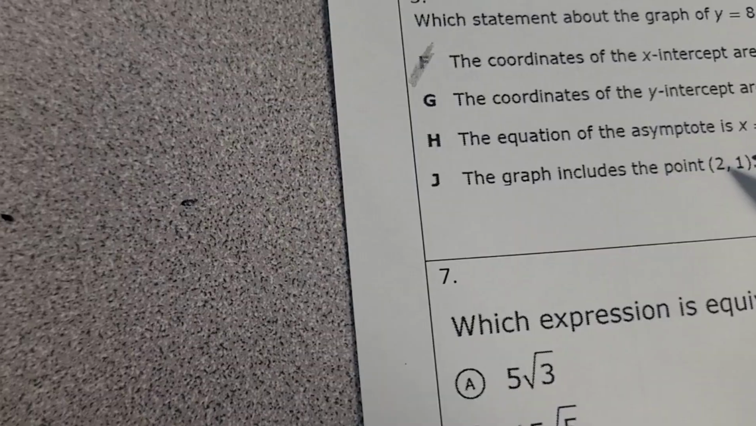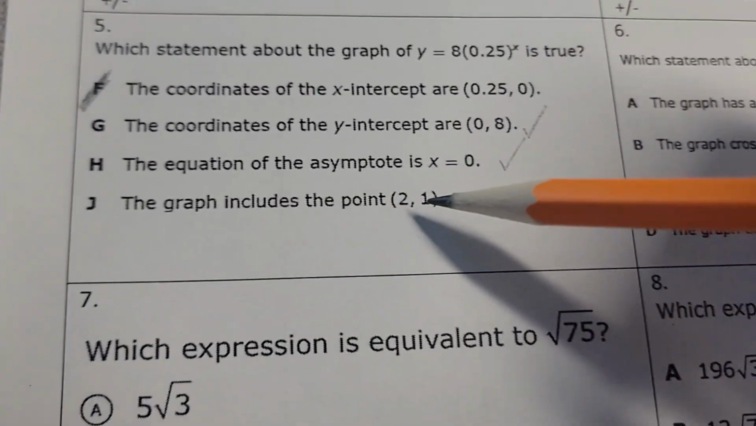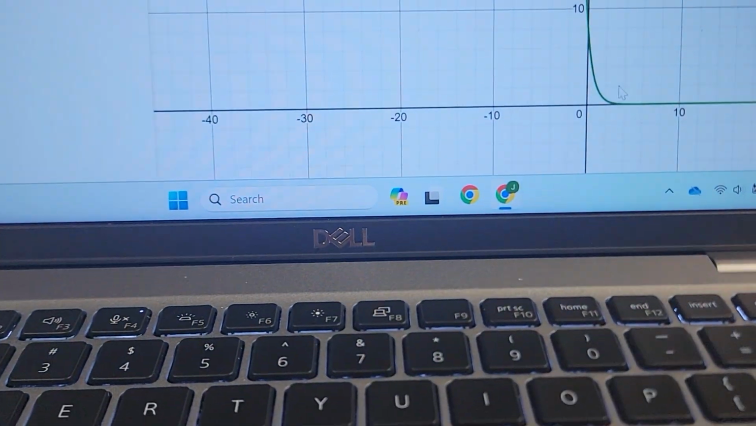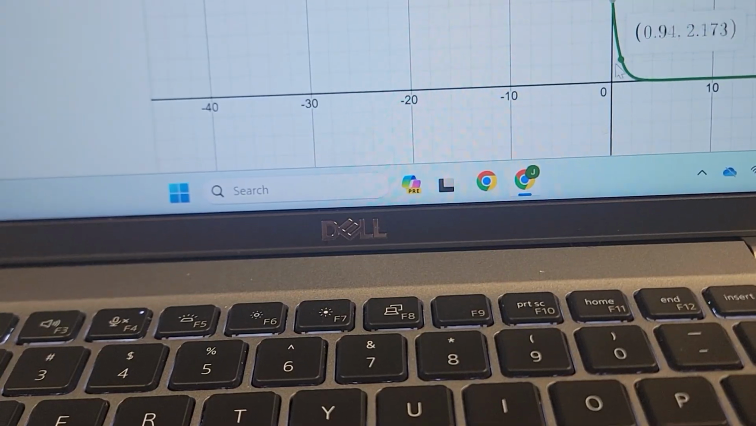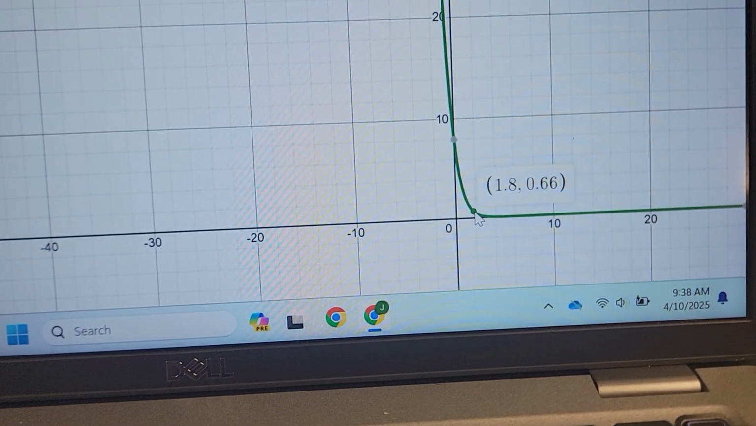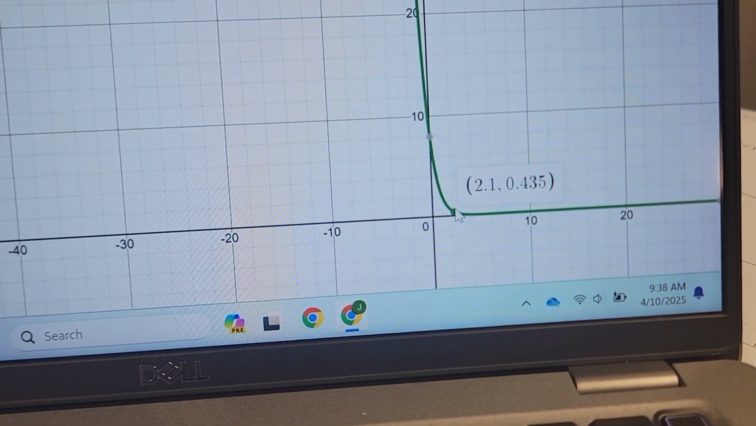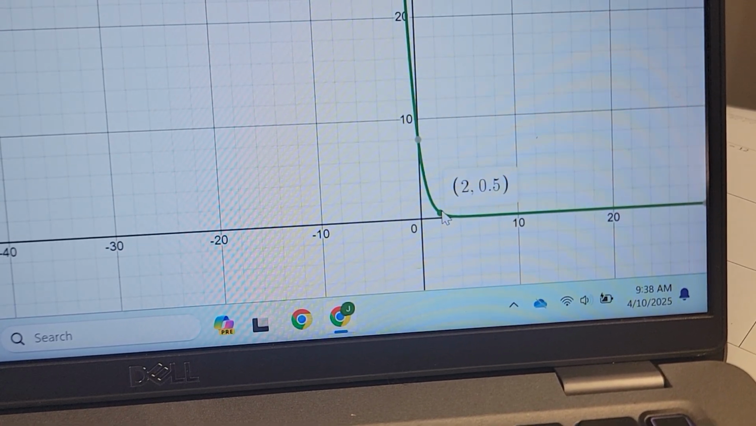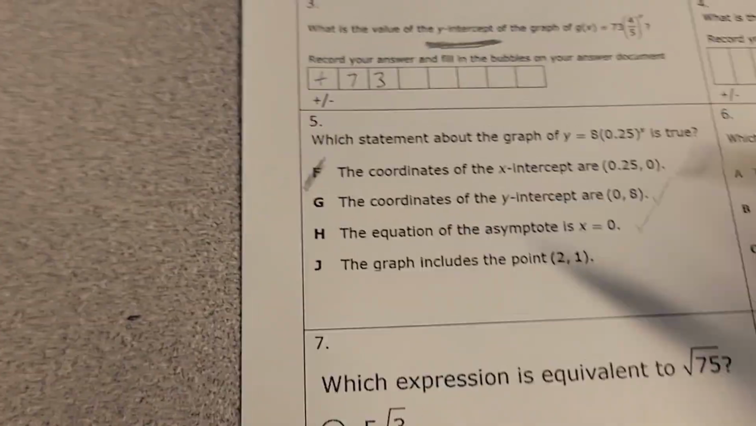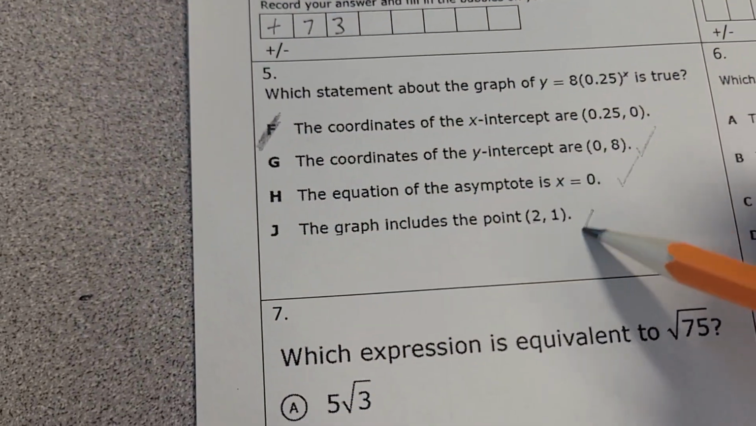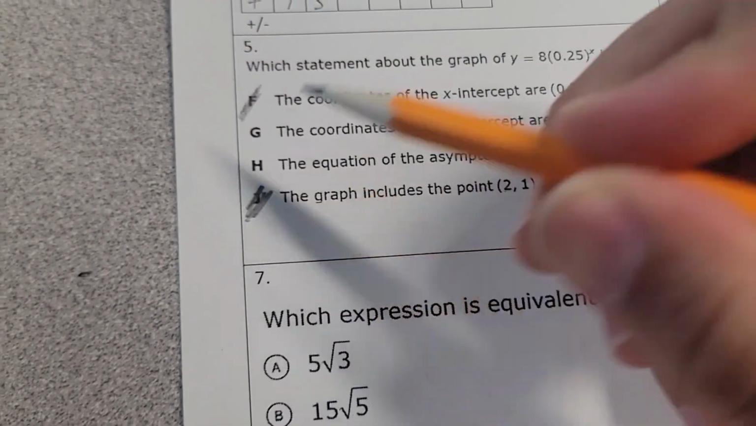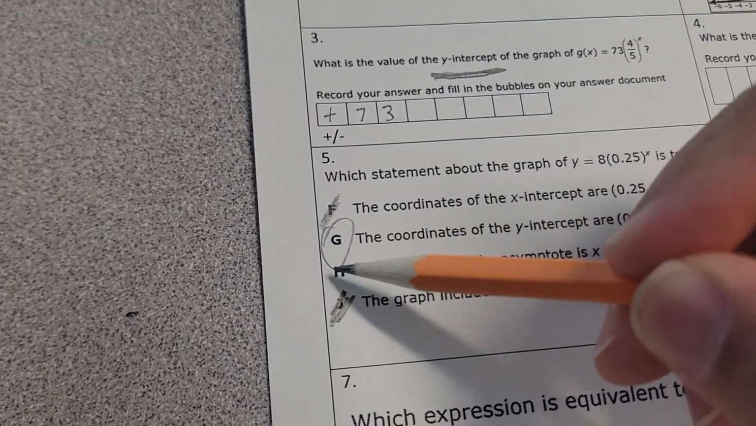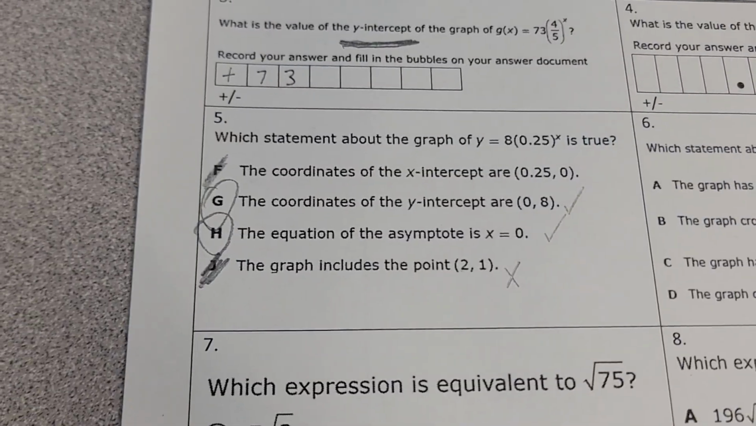The graph includes the point 2, 1. So let's get 2, 1. If I click the graph, look, I can move here. Let me go to 2. Is 2, 1 an answer? Let's check it out. I have 2, 0.5. So this one says if I put a 2, it's 1, and that's wrong. So that can't be it. So we have two answers, guys. We have the G and the H.